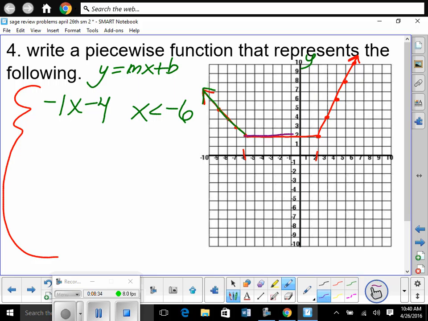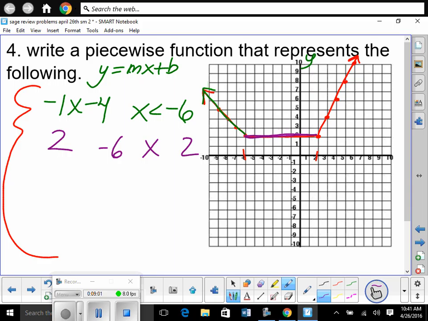It's between, so it's this straight line, right? With no slope. So doesn't it cross the y-axis at 2? And there's no slope, so that's 0x. So that's y is equal to 2. So we have a 2. Now that's our function between -6 and 2, right? So we're going to say it's x values between -6 and 2.